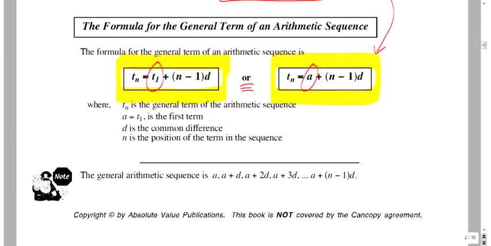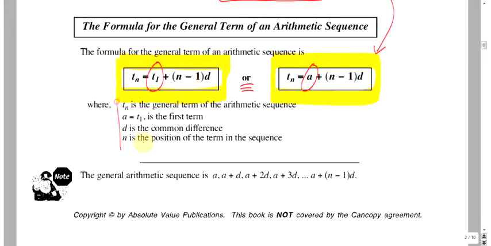Okay? How many variables are in this formula? 1, 2, 3, 4. Okay? This is like physics. There's a formula. There's 4 unknowns. You have to know 3 of them to solve for the 4th. Okay? It's not always going to be solve for the one that's here. You might be solving for D. You might be solving for N. You might be solving for A, the first term. Okay?